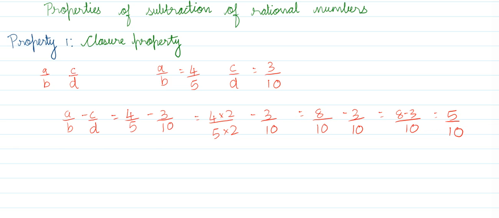5 by 10 is of the form p by q, where q is not equal to 0. Hence this difference satisfies the condition of a rational number. So the closure property is true for subtraction of rational numbers as well.